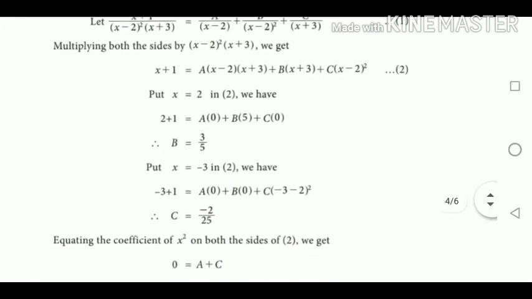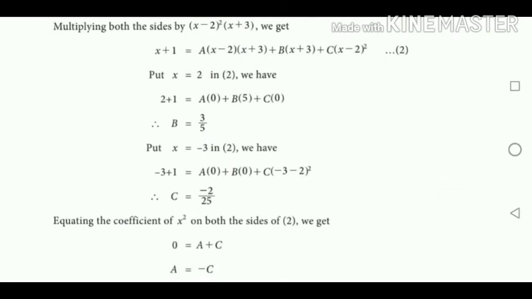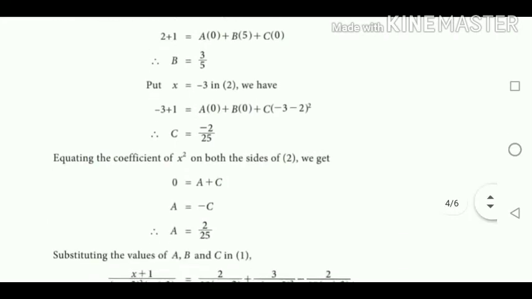Okay. If it is x square, in the left hand side it becomes 0. Okay. In the right hand side, a into x square, therefore a. In the b term there is no x square term. In c again, c. So (a plus c) into x square, therefore a plus c equal to 0, a equal to minus c. Therefore, the value of c equal to minus 2 by 25, therefore the value of a equal to 2 by 25.